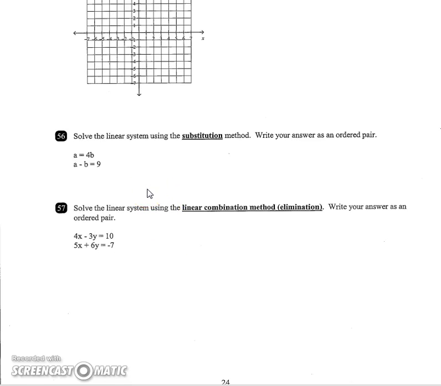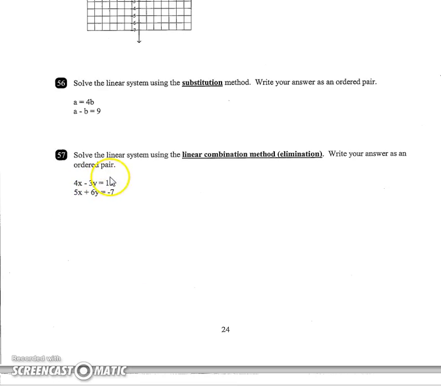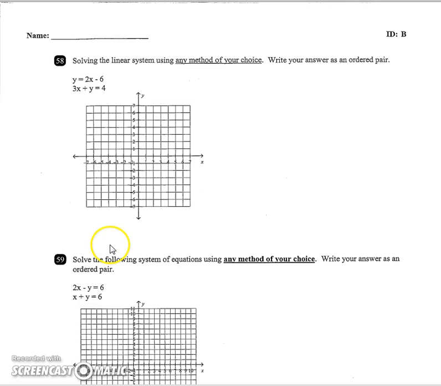Number 56, solve the linear system using substitution. Write your answer as an ordered pair. Again, I'll point out to you that one of your variables is already a single variable. Number 57, solve the linear system using linear combination or elimination. Write your answer as an ordered pair. Again, your x's are lined up, your y's are lined up, and your constants are lined up.